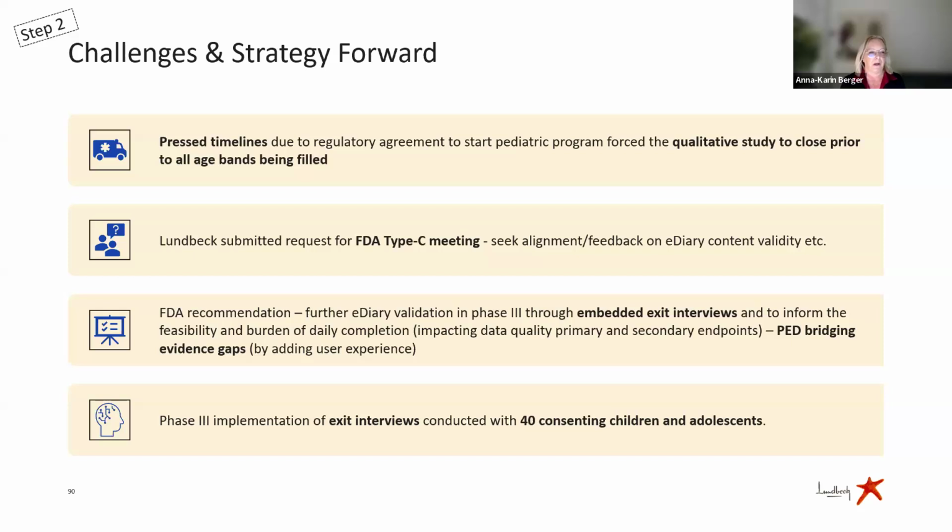So now today, in the phase 3 protocol, we have the implementation of the exit interviews, and the plan is to conduct 40 interviews with children and adolescents. And next slide.